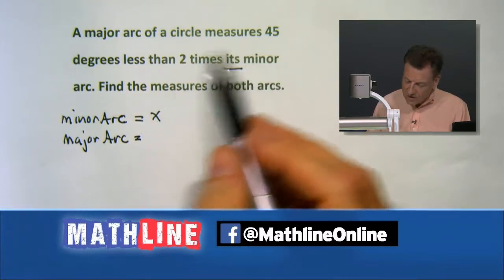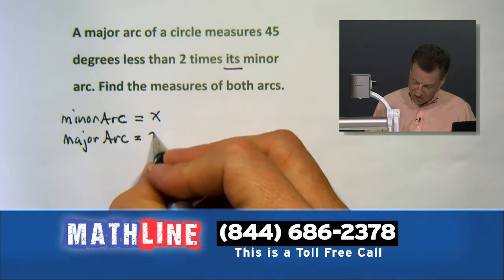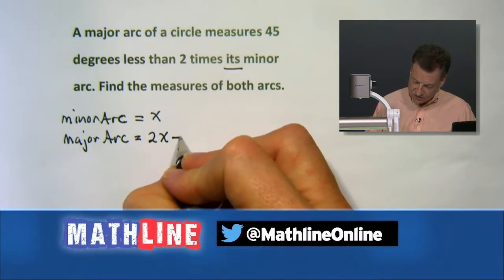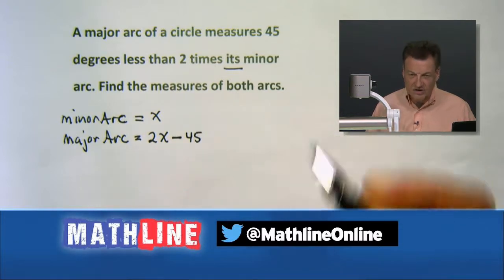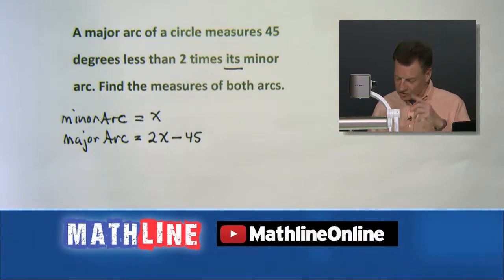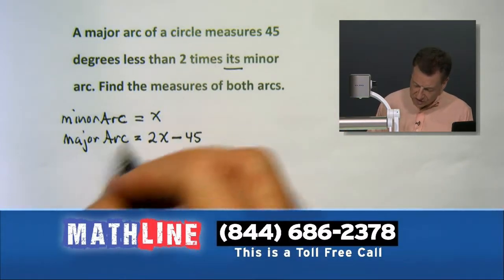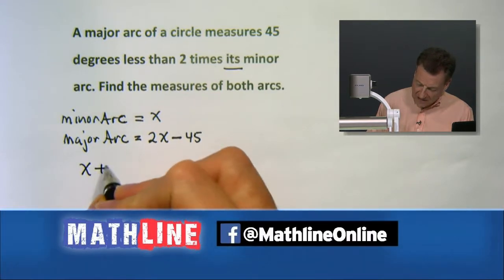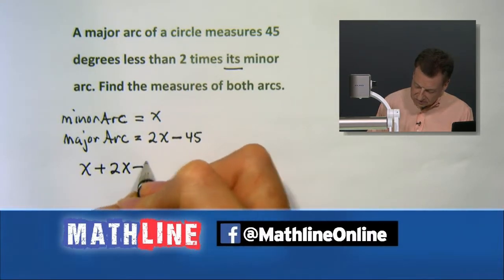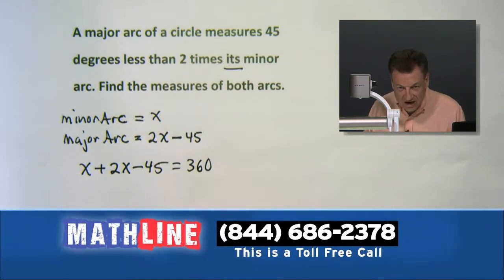According to this, 45 degrees less than. That means we're going to take 2 times the minor arc, and we are going to subtract our 45. Right there it is, all right? Those are our 2 measures. Now, what happens with the 2 arcs? We're going to add those together and get 360 degrees. So minor arc, we'll take X, add that major, and we'll get 360, all right?